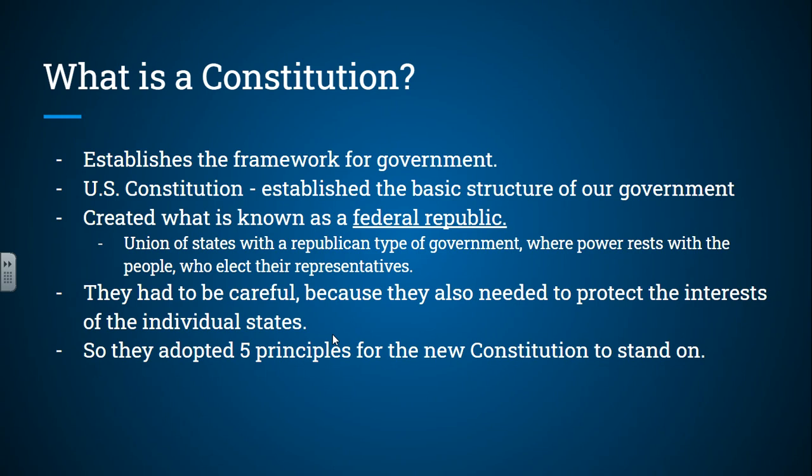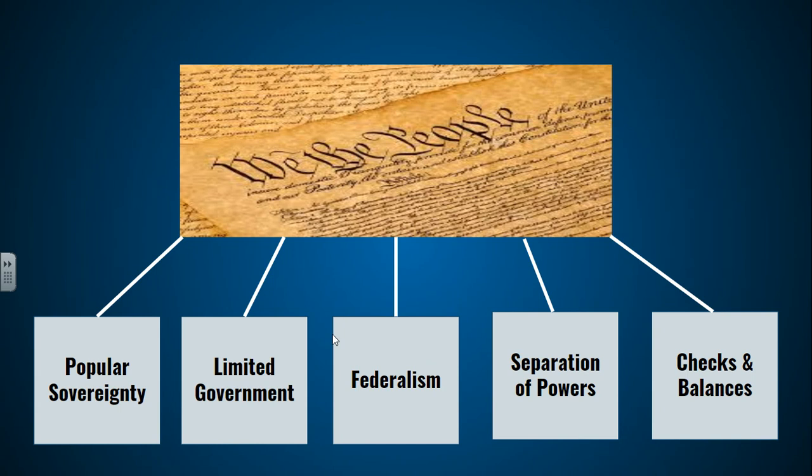So these five principles, when it says they adopted the five principles, it's something that was mentioned in a lot of the Federalist and Anti-Federalist papers, some of these terms that I'm going to show you. And as history has moved forward, it's something that we know is a big part of the principles of our Constitution. So here they are: popular sovereignty, limited government, federalism, separation of powers, and checks and balances.